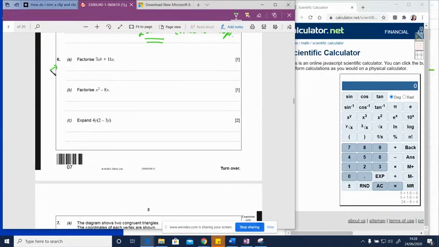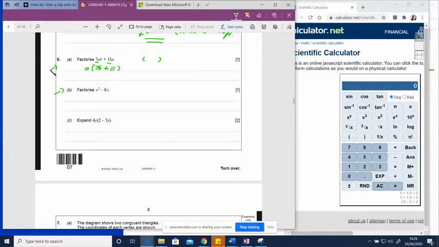Okay, question 6 asks us to factorise 7a plus 11a. Now, factorise means to put some brackets in the answer. We look at each group of digits there and try and find the common factors that appear in both. Well, I can see a appears in both, so I'll take that outside the brackets. So a times something gives me 7a, so it's 7b, and a times something gives me 11a, and so that's 11. And that's you factorised 7ab plus 11a.